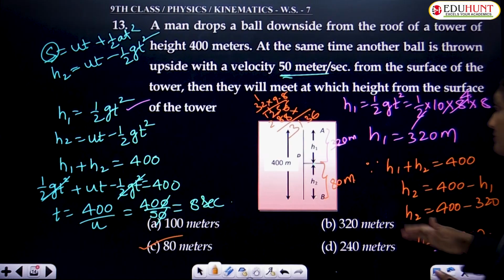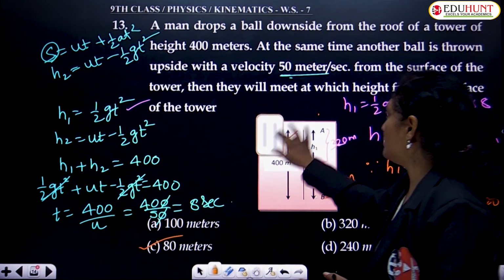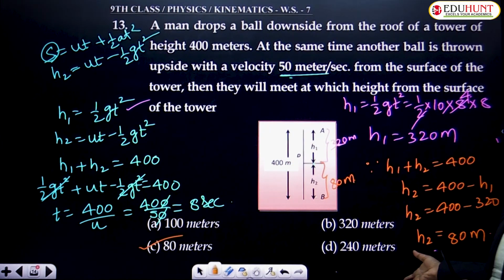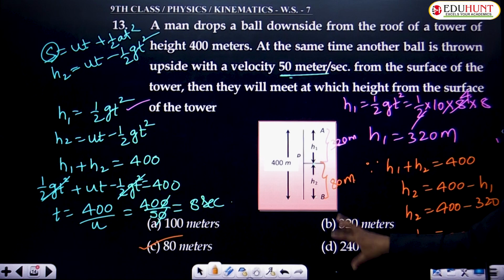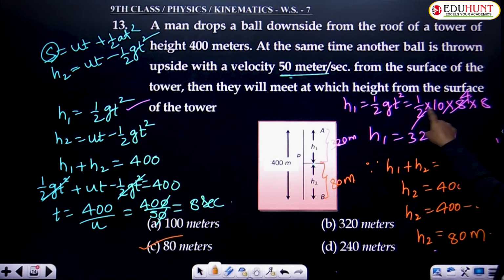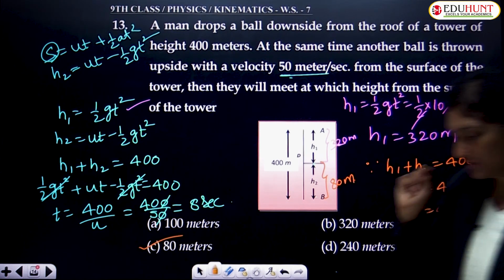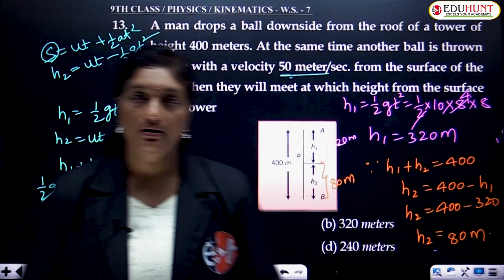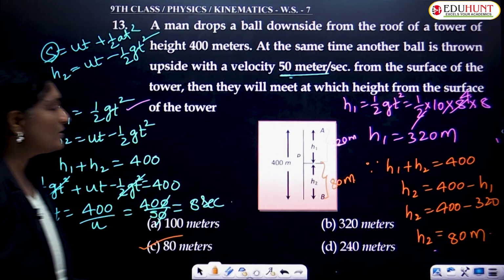So you have to take the value of g according to the required answer. Maybe it is 9.2, sometimes it may be 10. So based on the outcome, you have to substitute the value of g accordingly. Okay, children? So don't get confused. Moving to the next question.